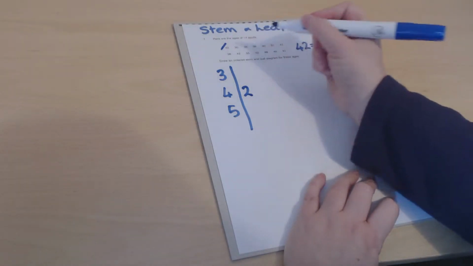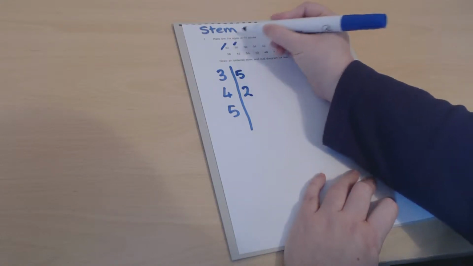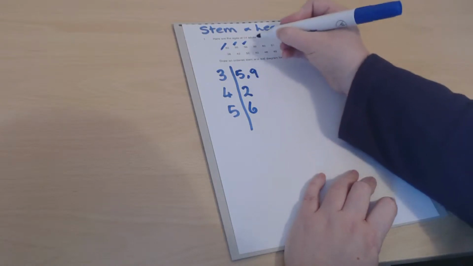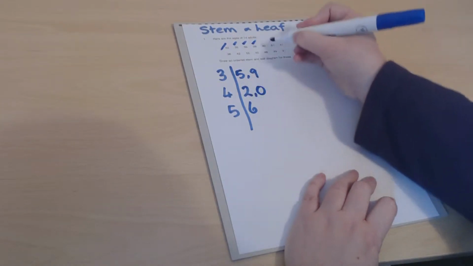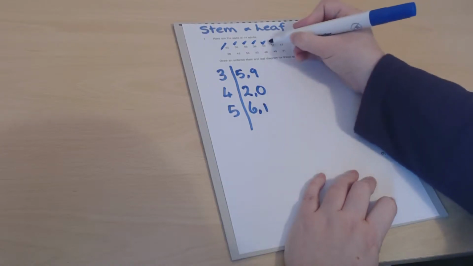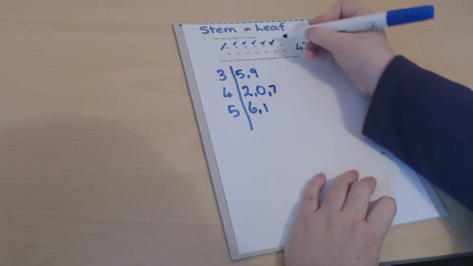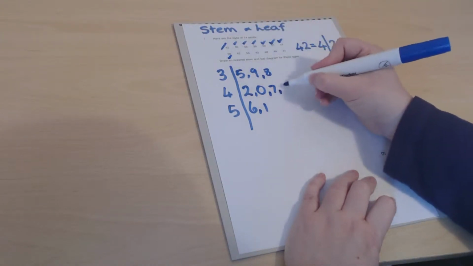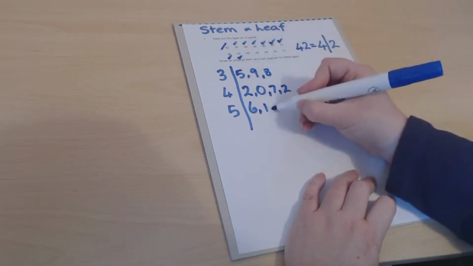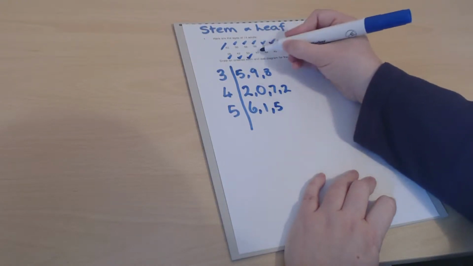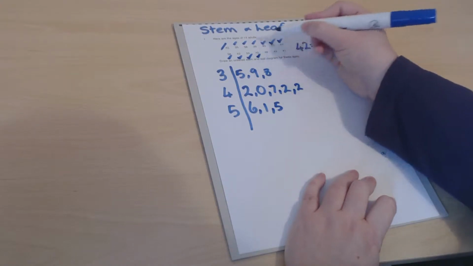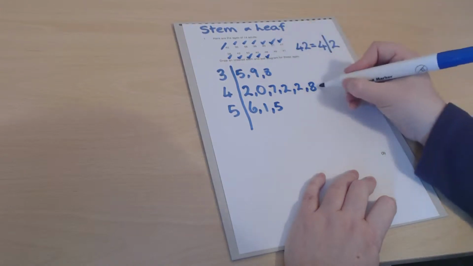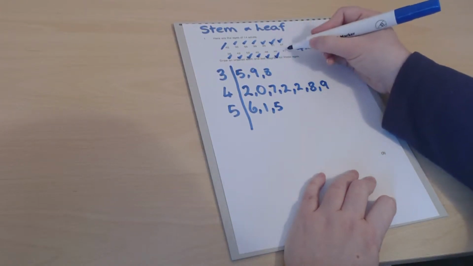So 35, so 3, 5, 56, 39, 40, 51, 47, 38, 42, 55, 42, 48, 49, 41.